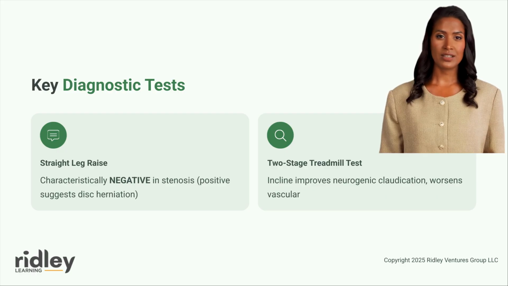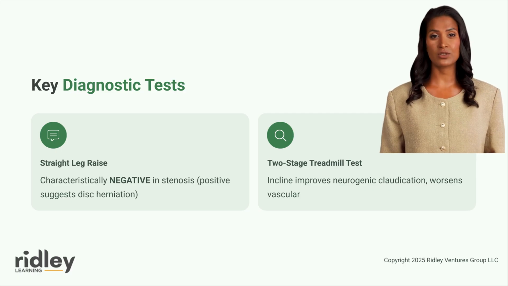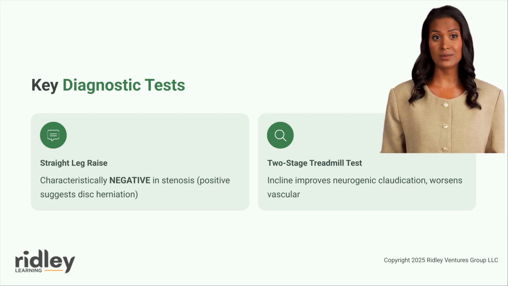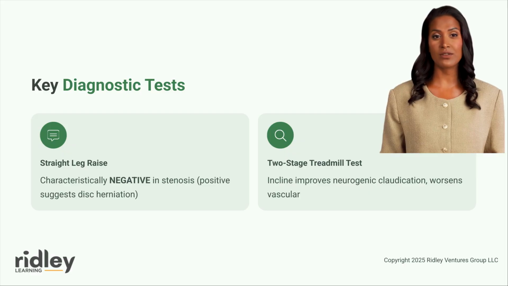The straight leg raise test, which is highly sensitive for lumbar disc herniation with nerve root compression, is characteristically negative in patients with lumbar spinal stenosis. This finding helps differentiate stenosis from disc herniation in patients presenting with radicular symptoms. A positive straight leg raise, meaning reproduction of radicular pain with passive hip flexion while the knee is extended, suggests disc herniation rather than stenosis as the primary pathology, though both conditions may coexist.